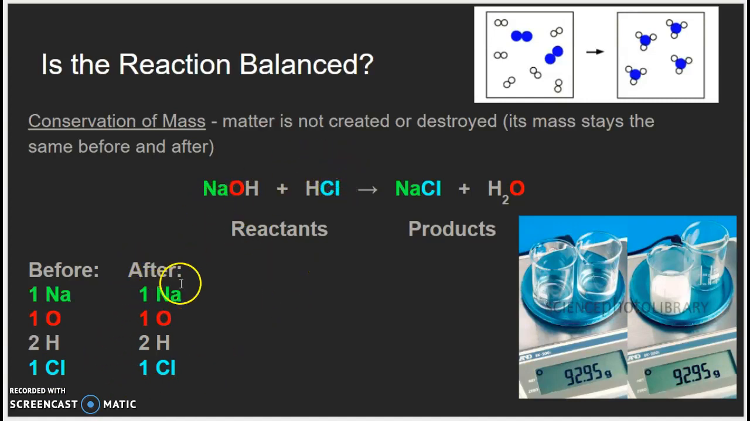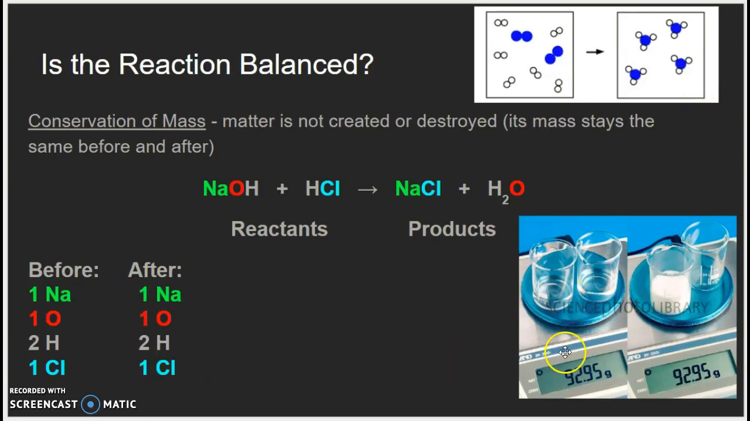The right side, we have 1 sodium, 1 oxygen over in the water, 2 hydrogens in the water, and 1 chlorine in the NaCl. So before the reaction and after the reaction, we have the same number of each element, and that means that our reaction is balanced, and that means that mass will be conserved.